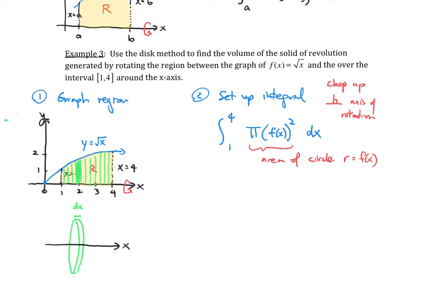Okay, so now I'm going to substitute. My integral is going to be from 1 to 4 of pi times the square root of x quantity squared dx, like this. I guess step 3 is going to be integrate. So actually, we could simplify this first. This can be the integral from 1 to 4 of pi times the square root of x squared, which is just x, dx, like that. Okay. So I guess the third step would be you've got to integrate.